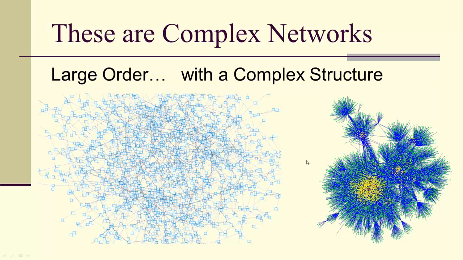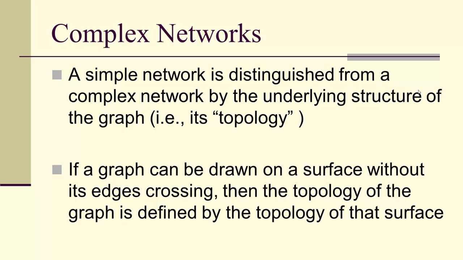Large, complex. So how do we distinguish simple networks from complex networks? Well, the underlying structure is what's actually known as the topology of the graph. We're just going to look at one simple idea of topology. So to begin with, if a graph can be drawn on a surface without its edges crossing on that surface, then we'll say the topology of the graph is defined by the topology of that surface.